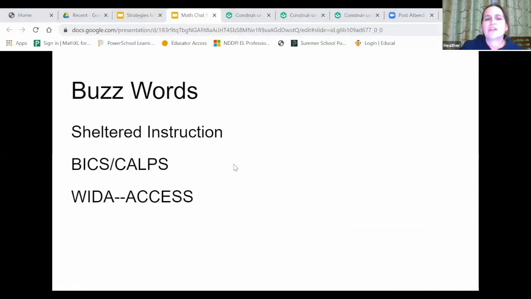The sheltered instruction is where we teach the grade level content, but with adjusted language. Courtney, what else can I say about that? Yeah, they're just the same academic or content standards as the other Algebra 2, but with some supplemental stuff to help their academic language and English proficiency grow at the same time.